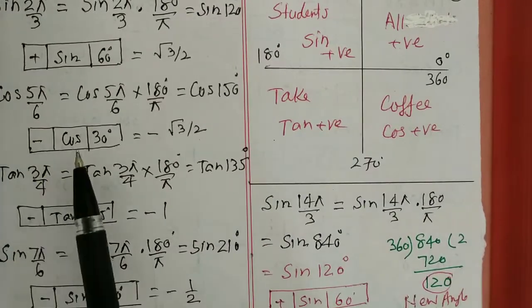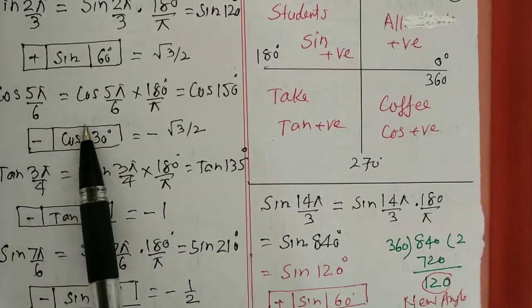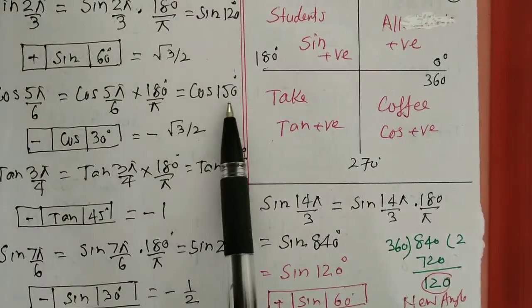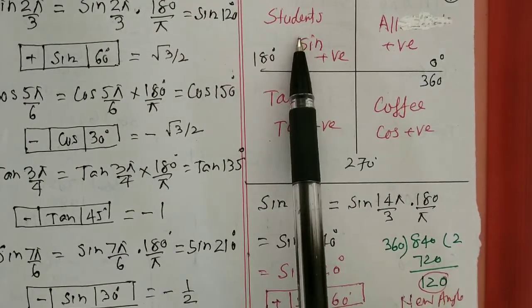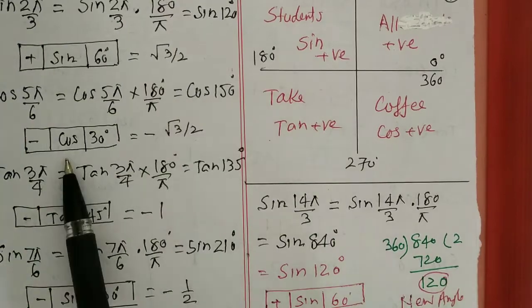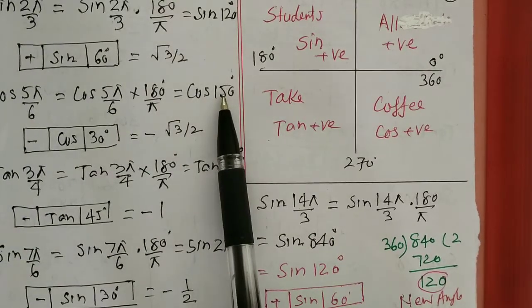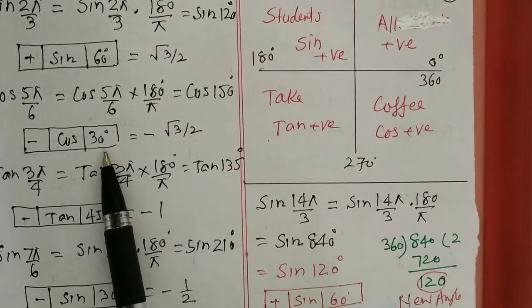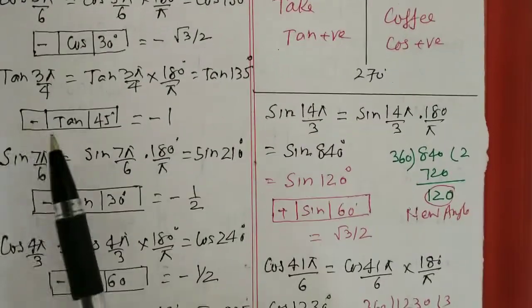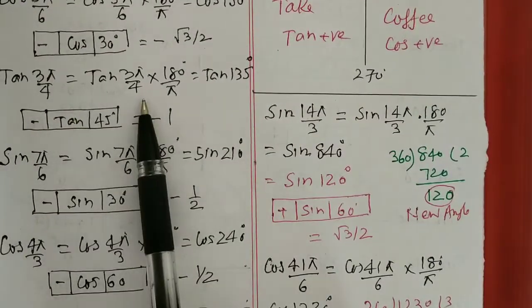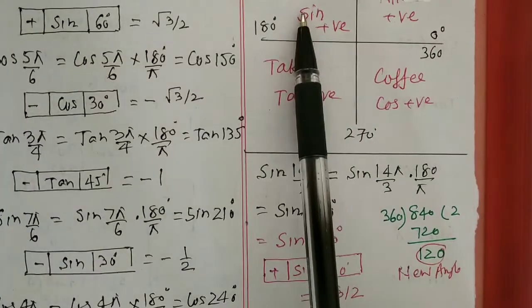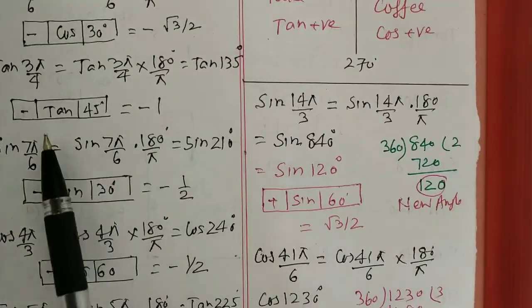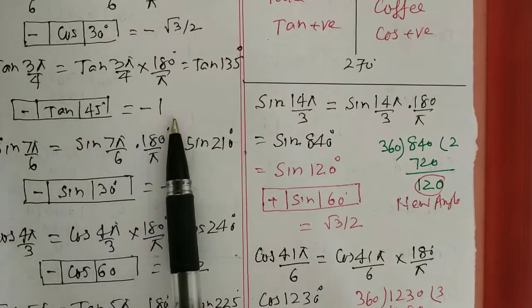Cos 5 pi by 6. Cos 5 pi by 6 is converted to degrees. 150 also lies in this quadrant. So here the cos is negative. So negative cos remains cos. 150 deviated from 180, it becomes 30. So the answer is minus root 3 by 2. Tan 3 pi by 4, this is converted to degrees. 135 belongs to the second quadrant. In the second quadrant tan is negative, so the answer is negative 1.